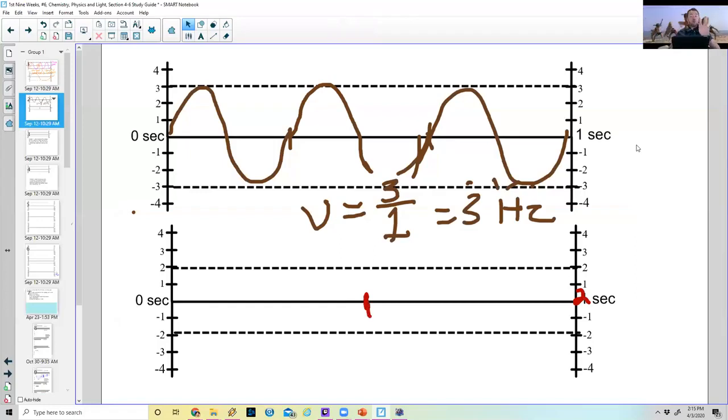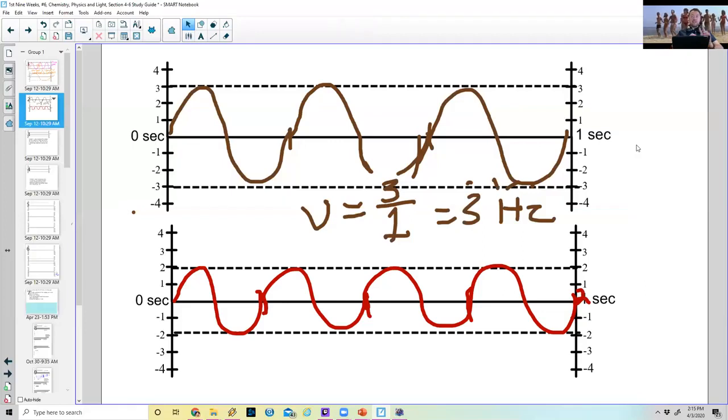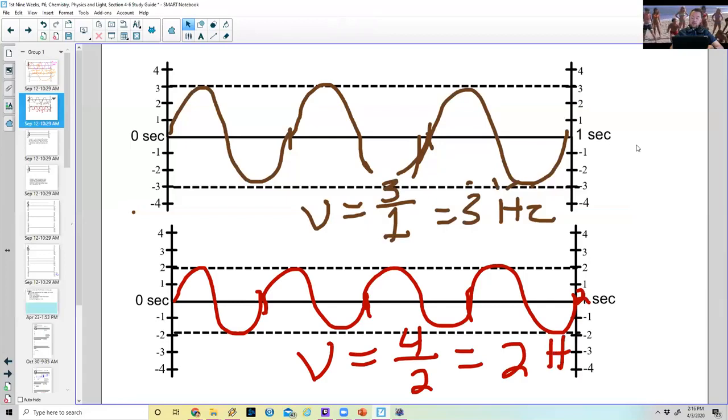I know I'm going to need 4 waves over the entire 2 seconds. So I'm going to make a split right there where my waves are going to end. And then I'm going to draw 1, 2, 3, 4. 4 waves in 2 seconds. So my frequency is 4 waves divided by 2 seconds. What is 4 divided by 2? Correct, 2. And my unit is hertz. I'm experiencing 2 waves per second.